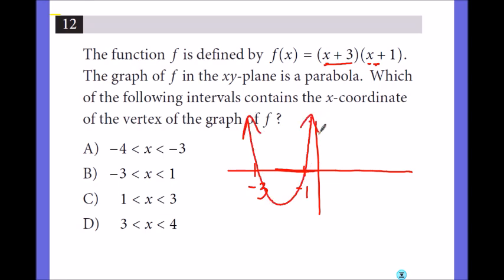Okay. So what's the question? Which of the following intervals contains the x coordinate of the vertex? The vertex must be between the two roots, from least to greatest, from -3 to 1. The other options will not have any of these regions. So it is from -3 to 1. Yeah, it contains the vertex. So it is B.